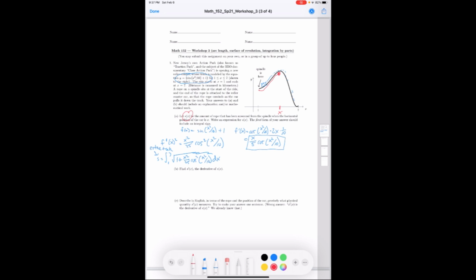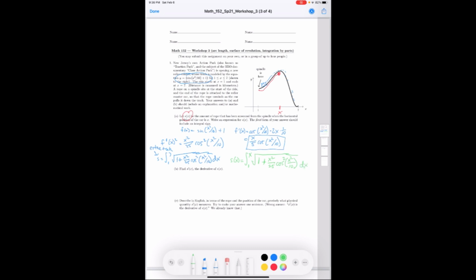So the way to do that is we're going to write s of x equals the integral, instead of from 1 to 7, which would give the whole length of the track, it's going to be from 1 to x. The question is what goes after here. The thing that I sort of suspected most people were going to do was this. They'd say, okay, well, it's 1 to x. Let's just put that same thing here. 1 plus x squared over 25 cosine squared x squared over 10 dx.